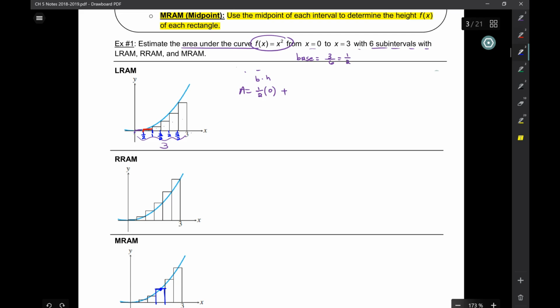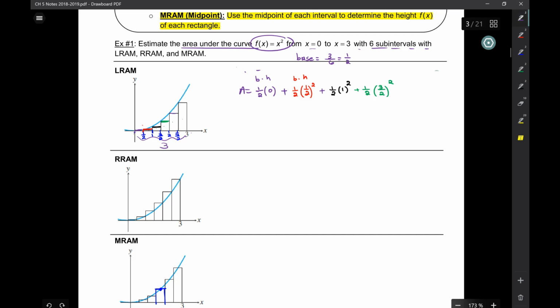Okay? So in this red rectangle, how big is the height on the left-hand side? It's x squared. So 1/2 squared. So this is going to be the base times the height, 1/2 times 1/2 squared. Plus, now let's do this one in black. 1/2 times the left end point squared. Why am I squaring these numbers? Because the function is x squared. Okay, so then the next one, let's do it in green. It's going to be plus 1/2, 3/2 squared.